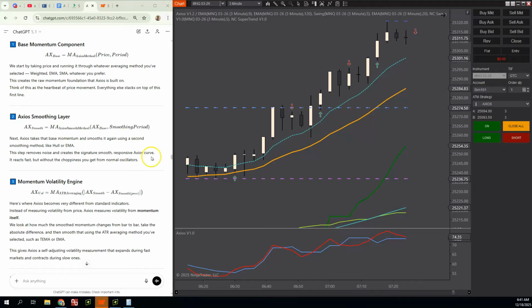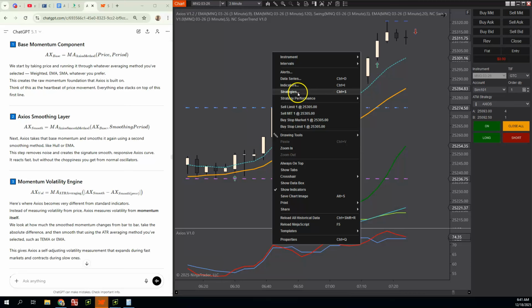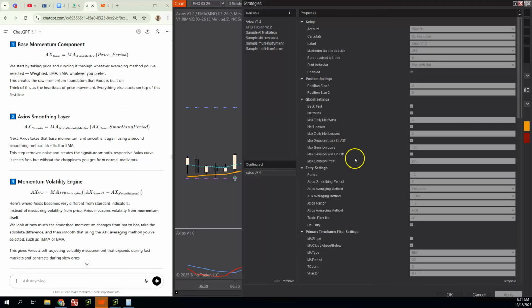There's the formula. So Axios then takes that base momentum and smooths it again using a second moving average like a Hull or EMA. So we can choose a different moving average for the smoothing layer, if you will. And this step is really cool. I think we have Hull selected here, on the last one. Yeah, I really like Hull being the last one because Hull really is good at almost predictive pricing.